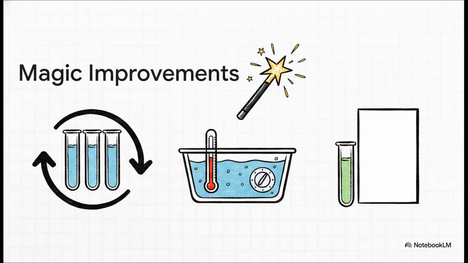Next up is this magic list of experiment improvements. Whenever the exam asks how you could improve an investigation, just pull straight from this list. First, always do repeats. If they didn't repeat it, say they should. Second, control the temperature properly by using a thermostatically controlled water bath. Third, upgrade the equipment. If judging a color change is subjective and difficult with just your naked eye, suggest using a piece of equipment called a colorimeter, or at the very least, placing a white background behind the test tube.